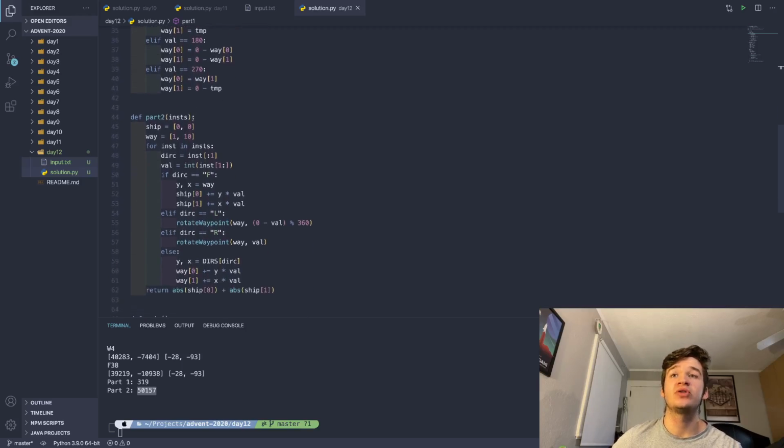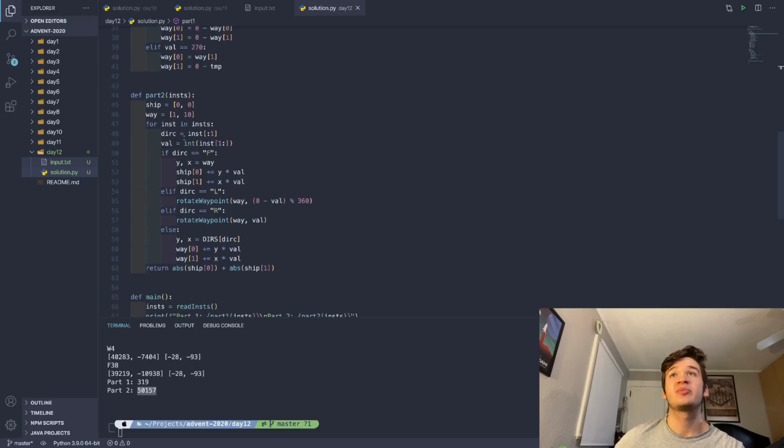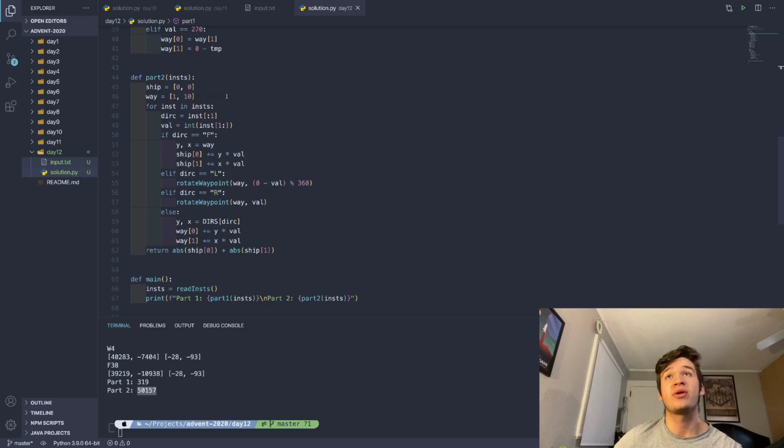So then we move on to the actual part 2 function here. Instead of just instantiating the ship's position, I instantiate both the ship's position and the waypoint's position. Then as we are looping through our instructions, we break it down the same way as we did before, and we have our same cases that we're looking for. If it's equal to forward, then we set y and x, instead of being the values that we set before, based on our dictionary, we set it to the parts of the waypoint, and we just move to the waypoint however many times. If it's left, then what we do is we rotate about the negative of whatever value it is, modulus 360, just to get it back into range.